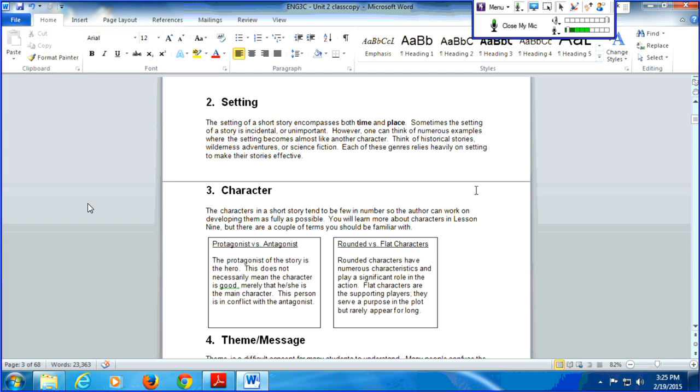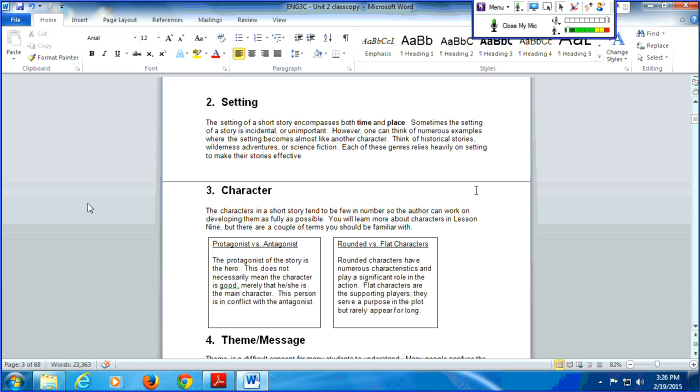You'll learn more about characters when we get to lesson 9. But here are a couple of terms you should be familiar with. One is protagonist versus antagonist. The protagonist of the story is the hero. Now, this does not necessarily mean that the character is good, merely that he or she is the main character. This person is in conflict with the antagonist. So, the protagonist is the main character. They may be a bad character, they may be evil, but they are the main character regardless. The person that they're fighting against or in conflict with is known as the antagonist.